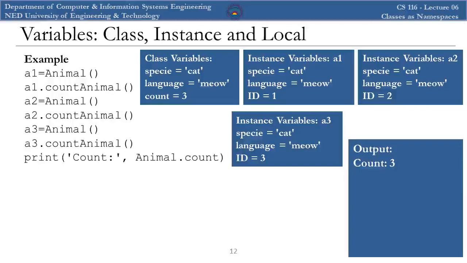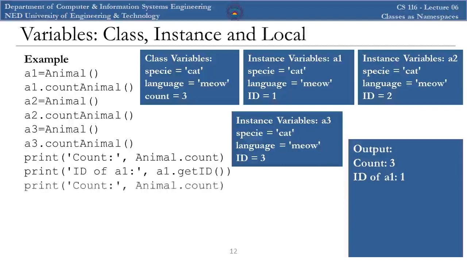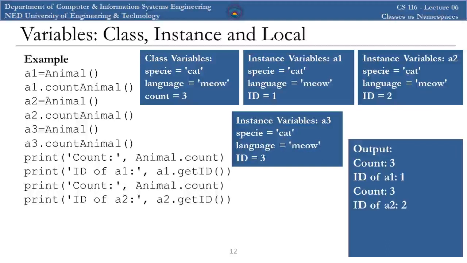Now let's suppose I want to access the id for instance a1. I'll call its function getID. getID will return this id instance variable from the namespace a1. So I expect to see a 1 here. Okay, 1 it is. I'm checking Animal count again. Does it change? No, it doesn't change. It's still 3 because it's picked from the same main blueprint class variable. getID, since it is invoked on instance a2, will get the instance attribute id from namespace a2. So I expect to get a 2 here.